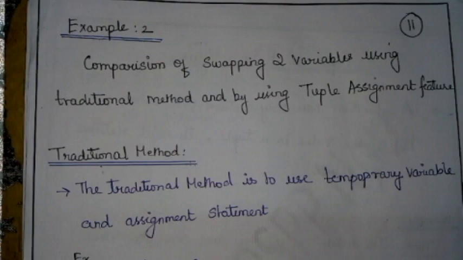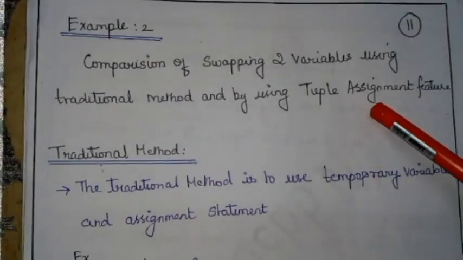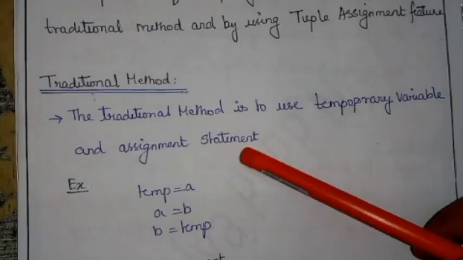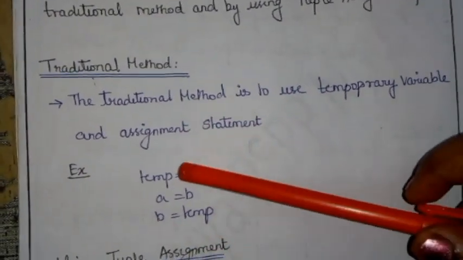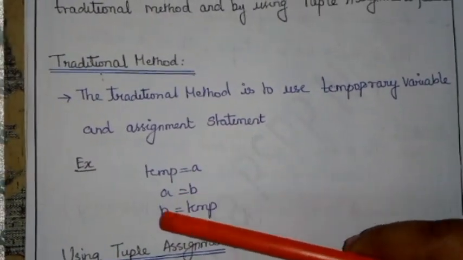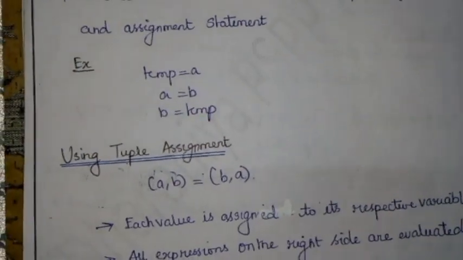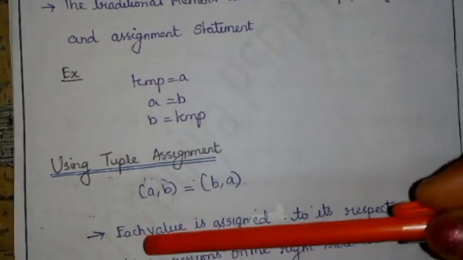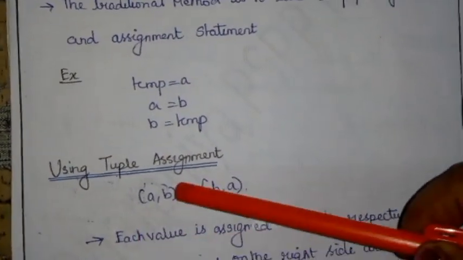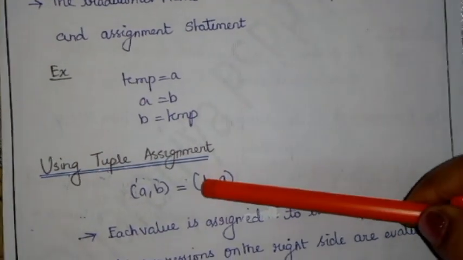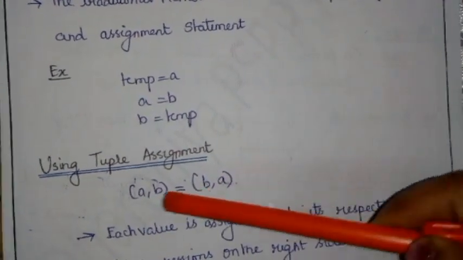Now let us see an example for tuple assignment. Now I'm going to swap two variables. The traditional method is using a temporary variable, right? temp equal to a, a equal to b, b equal to temp. But with tuple assignment, we can replace these three steps with a single step. a, b equal to b, a will assign a equal to b and b equal to a.